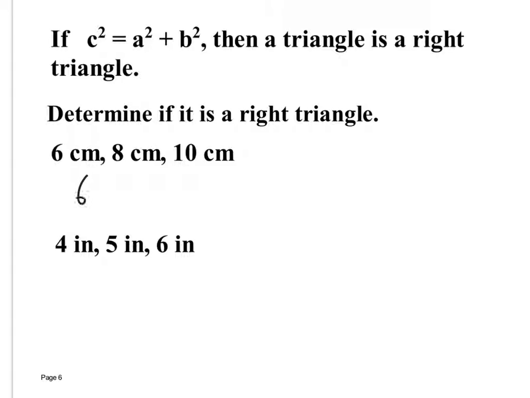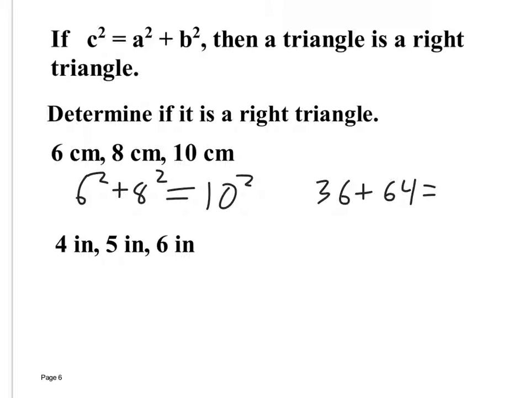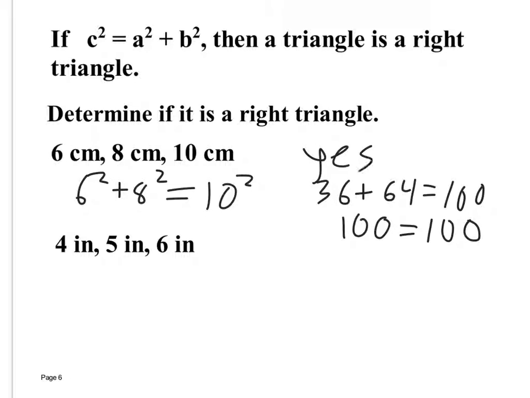6 squared plus 8 squared, and we're going to see if it is equal to 10 squared. What is 6 squared? 36. What is 8 squared? 64. And what is 10 squared? What is 36 plus 64? 100. So 100 equals 100. Is this a true statement? Yes. So is this a right triangle? Yes. There's your answer. I want you guys to do 4, 5, and 6.